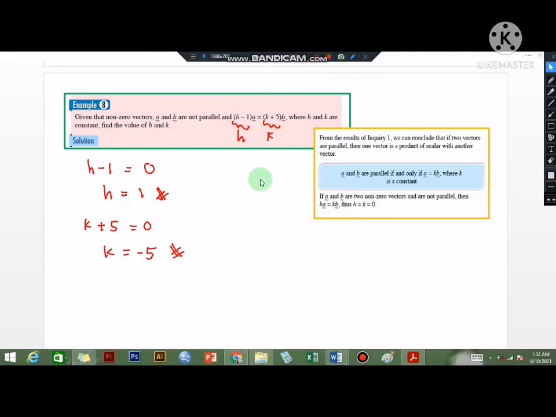Okay, so this is overall our lesson for subtopic 8.1 vectors. For our next class, we will continue with subtopic 8.2. Okay, that's all for today.